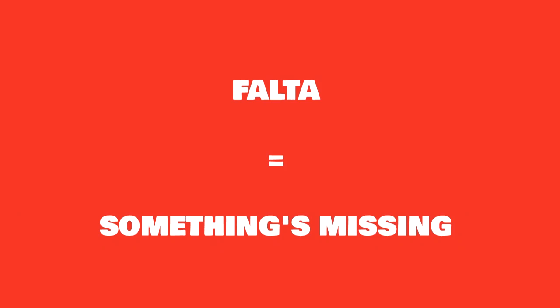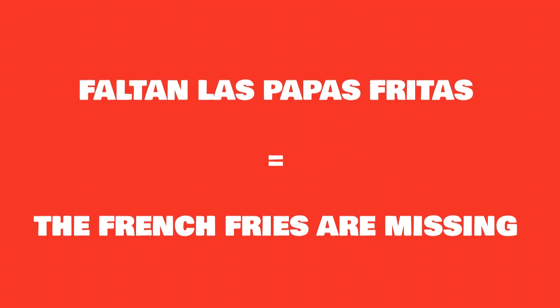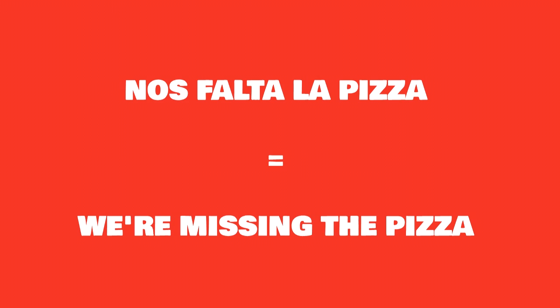Some more examples without the indirect object pronoun. If you're at a restaurant and all the food comes except one thing, you could say falta, or falta la pizza, or faltan las papas fritas. Falta would just be something's missing. Falta la pizza would be the pizza's missing, and faltan las papas fritas would be the french fries are missing. Notice without the indirect object pronouns, it's more general. Falta la pizza is the pizza is missing, while nos falta la pizza would be we're missing the pizza. Just a little different. They both mean the same thing in reality.